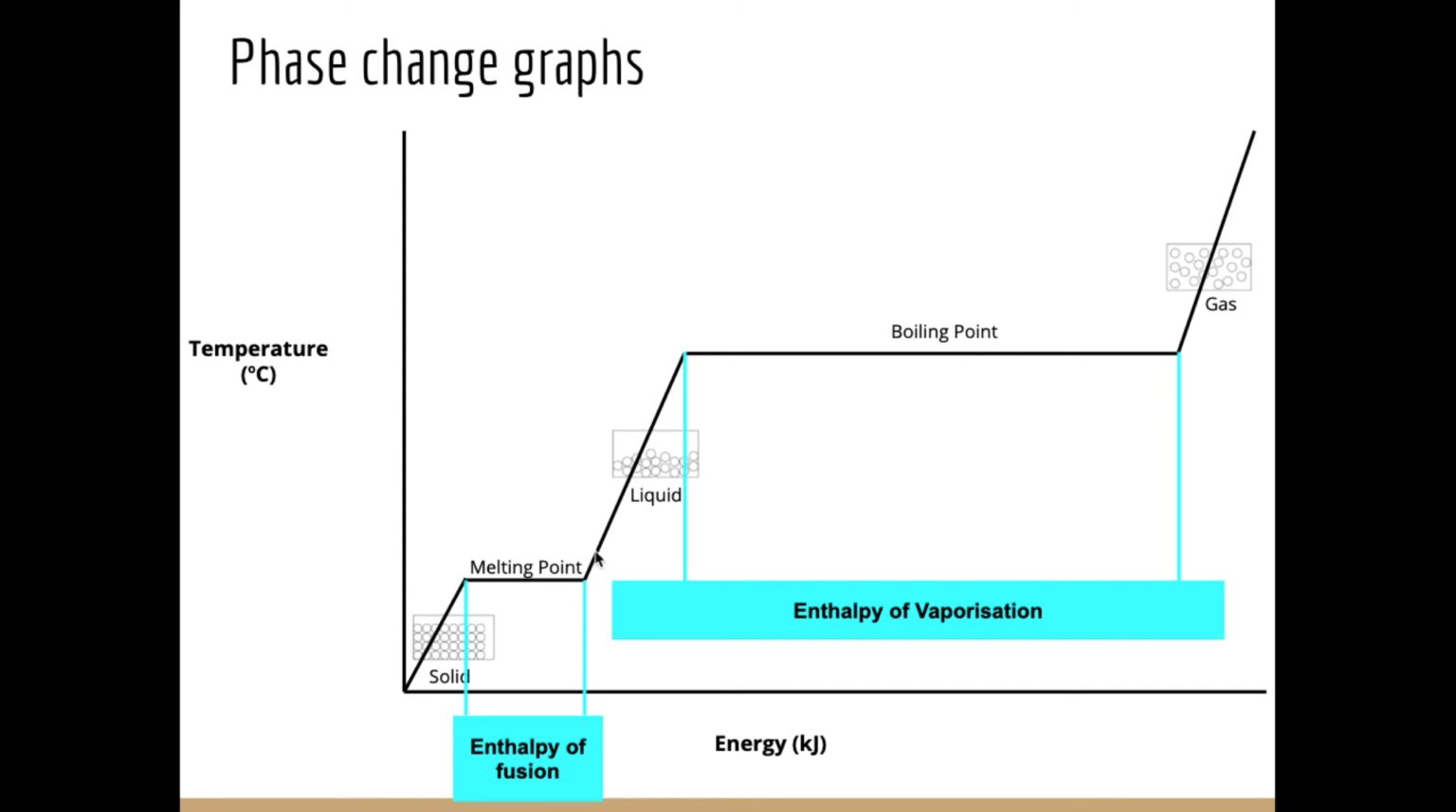Once it's all melted, the temperature would start to increase again as we've got our liquid water. And then we'll reach the boiling point. So this would read 100 degrees Celsius for the boiling point of water. This would be the energy needed to boil it all. And then once we enter the gaseous stage, we see all the steam coming up, all the water vapor.